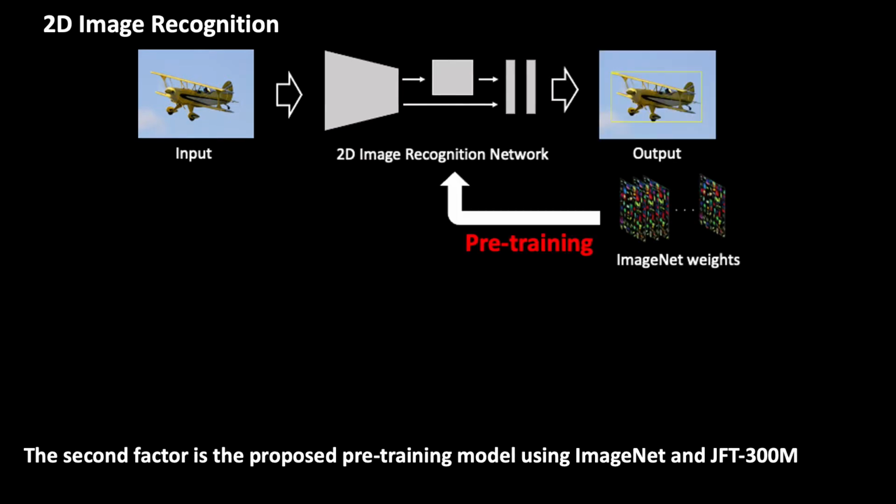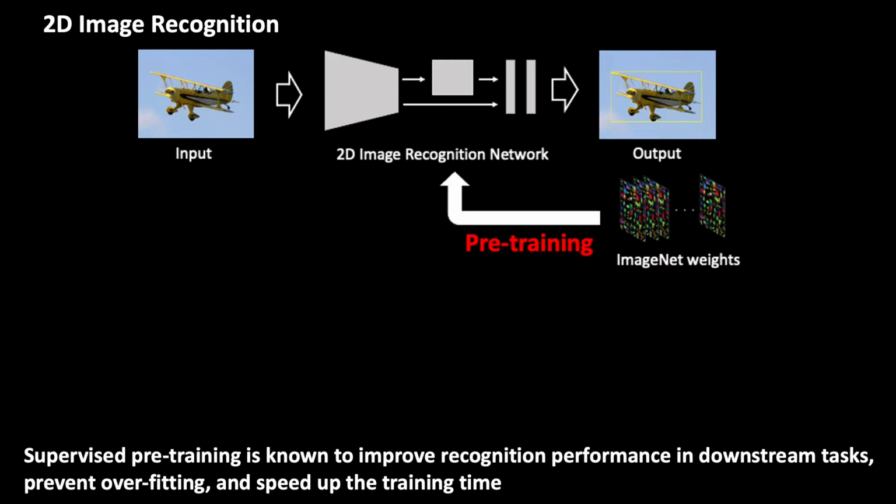The second factor is the proposed pre-training model using ImageNet and JFT-300M. Supervised pre-training is known to improve recognition performance in downstream tasks, prevent overfitting, and speed up the training time.